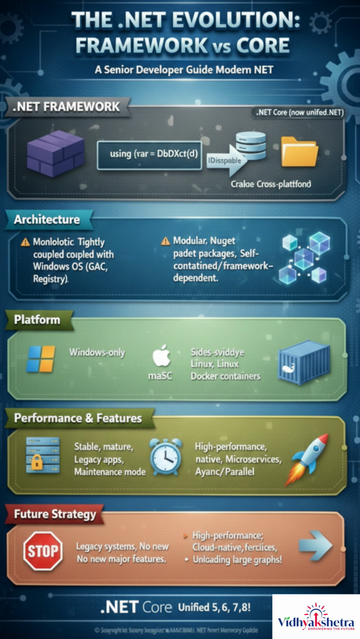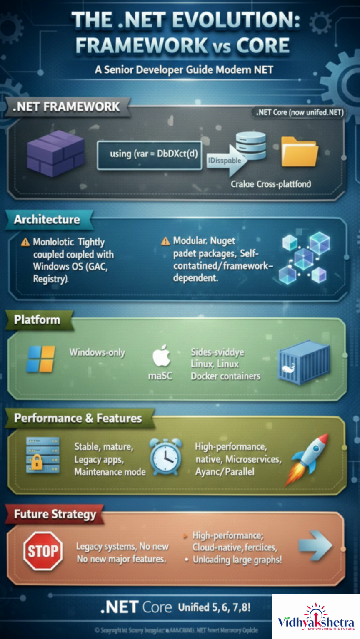From an architectural standpoint, .NET Core follows a modular design. You only reference the packages you need via NuGet, making applications leaner. It also has built-in dependency injection, configuration providers, logging abstractions, and environment-based setups. These were either absent or externally implemented in .NET Framework.